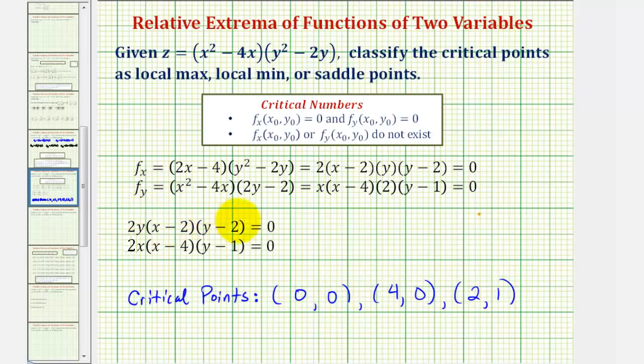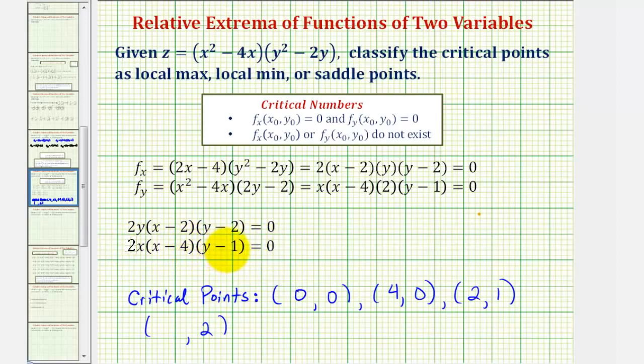Going back up to the first equation again, notice how if y is positive 2, this equation would be 0. So if we make the y coordinate positive 2, let's see what x has to be in the second equation for this to be 0.